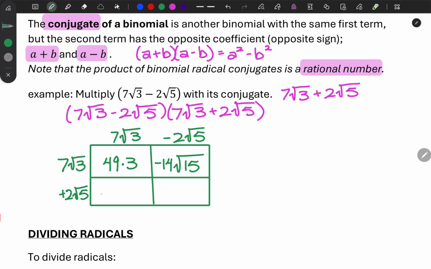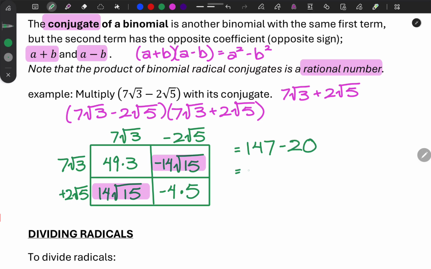Next row, same thing. We have positive 14 root 15. And then positive 2 times negative 2, negative 4, and then root 5 times root 5 will be 5, so this will be negative 4 times 5. If we want to bring this out and write it out, I'm going to point out that our two middle terms are like radicals that we can combine, but also notice the coefficients for those. We have a negative 14 and a positive 14. Those two terms will zero out. So this is equal to 49 times 3, which is 147. And then negative 4 times 5, so minus 20.